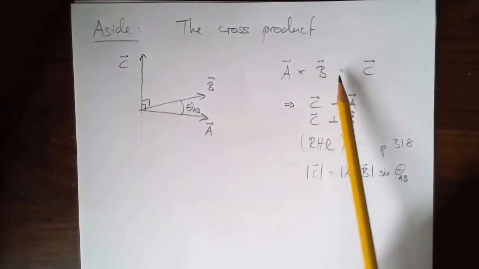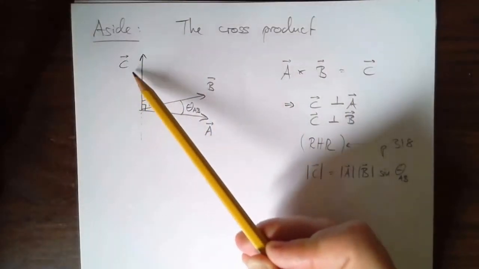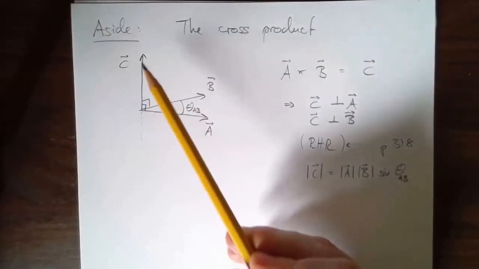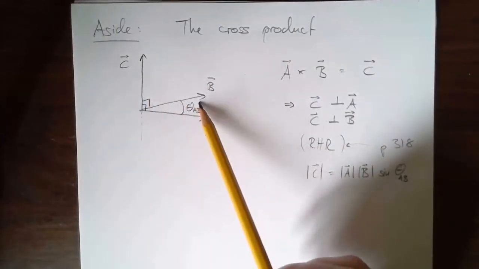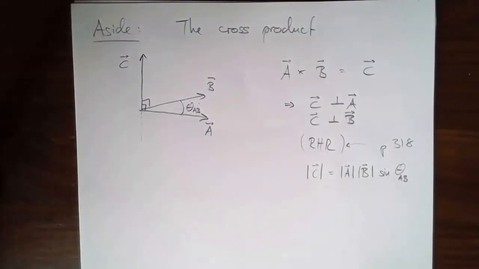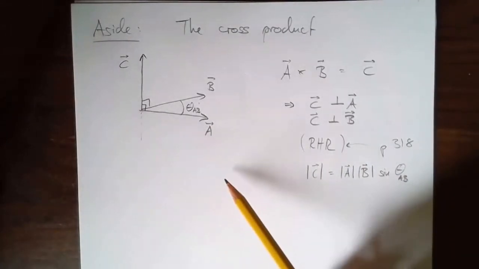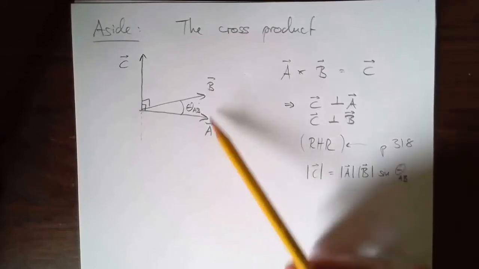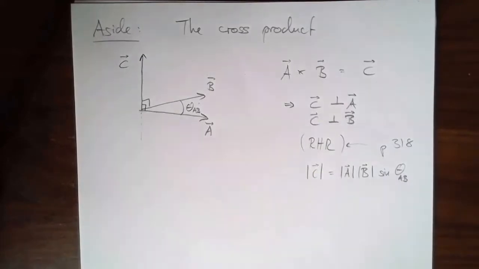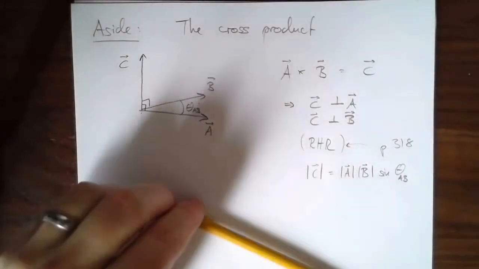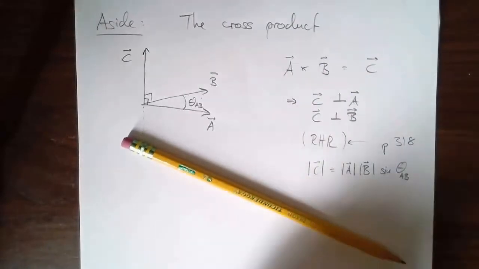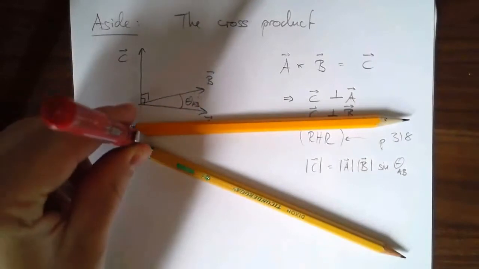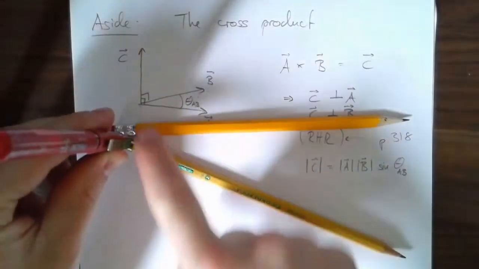So A cross B is C, right? C has then the following properties. C is at right angles to A and at right angles to B. So that means we have to be in 3D, right? I can't draw two vectors on a page and find a third vector that is perpendicular to both, assuming A and B aren't in the same direction in the first place. So, like if this is A and this is B, then C would point straight up. So it's at right angles to both of them.